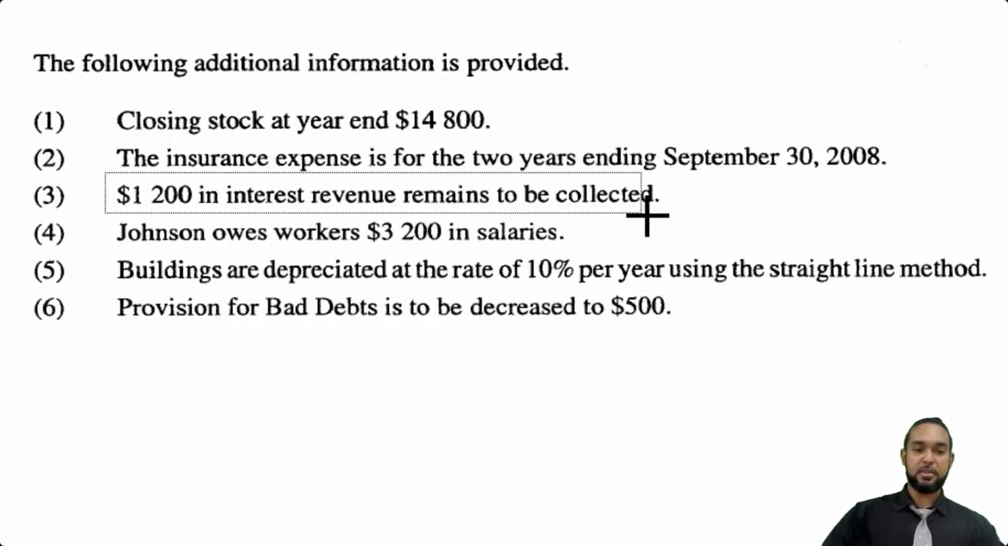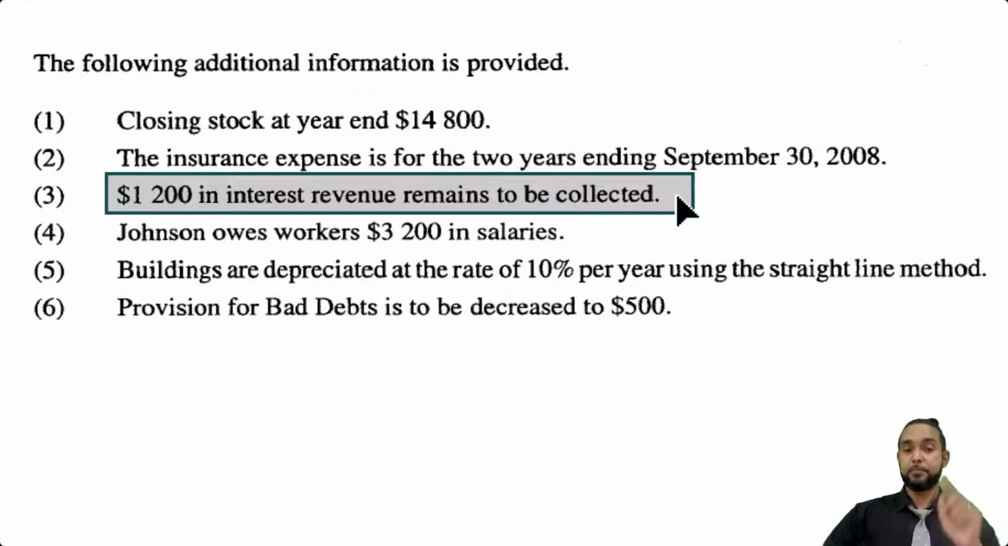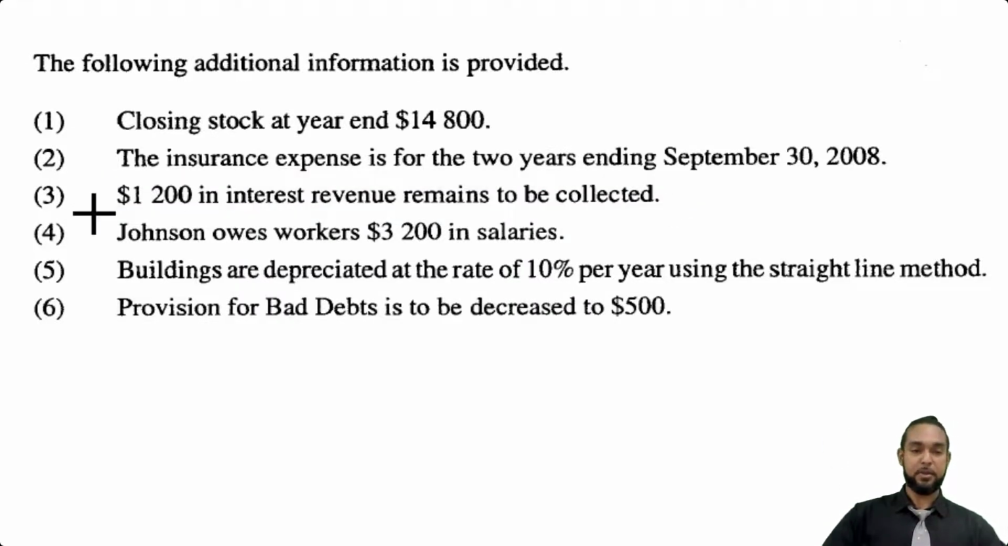Next, item 3. 1,200 in interest revenue remains to be collected. That means it's outstanding or accrued. That's accrued revenue. And we know what we do with accrued portions of items. We add them on to find the income statement figure.